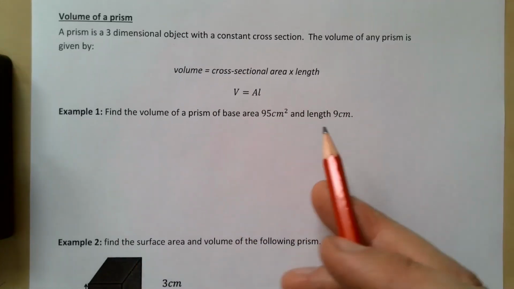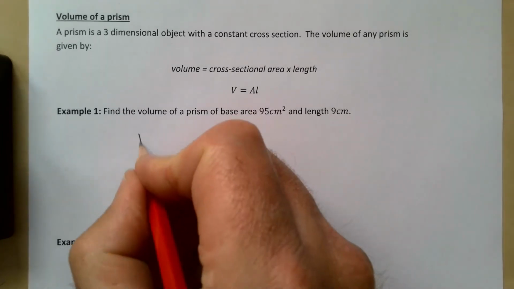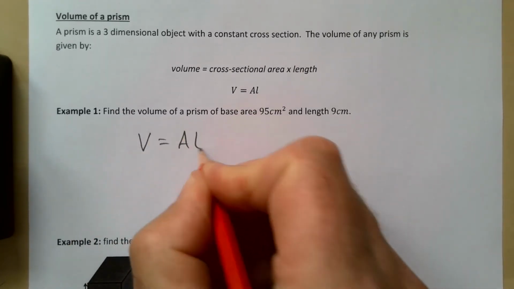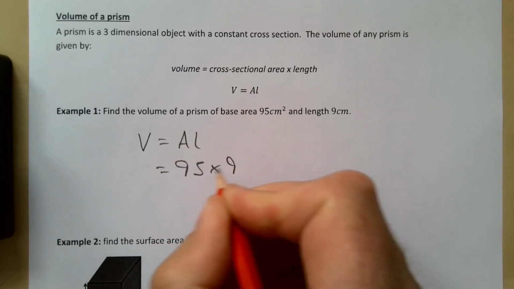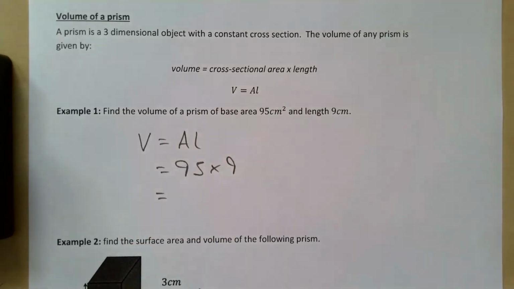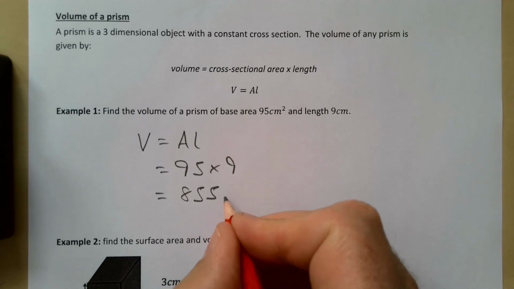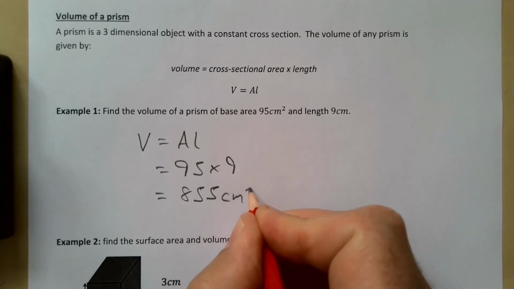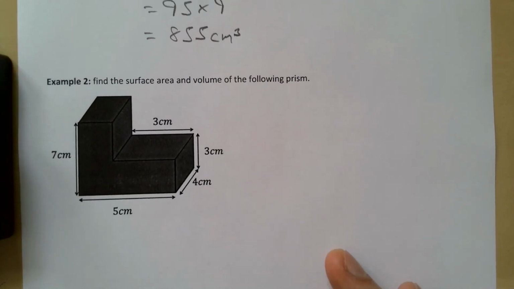Find the volume of a prism of base area 95 centimeters squared and length 9. So volume is A times L. Our area is 95, and we're going to times that by 9. Put in the calculator, 95 times 9, and we get 855 centimeters cubed.